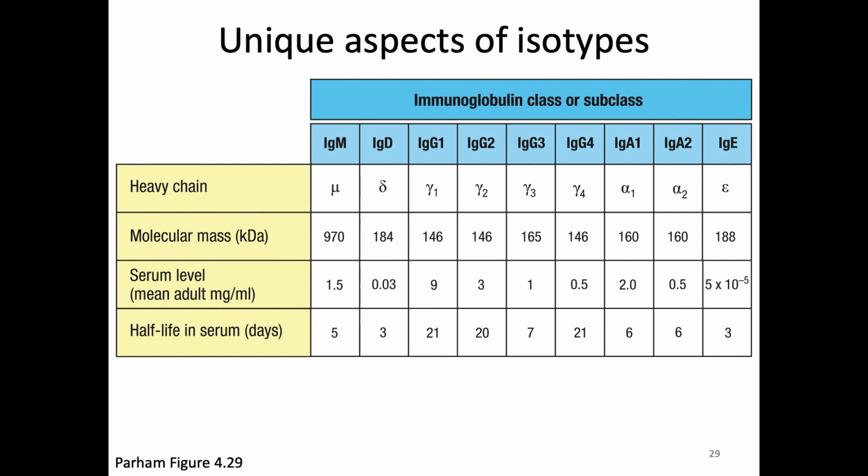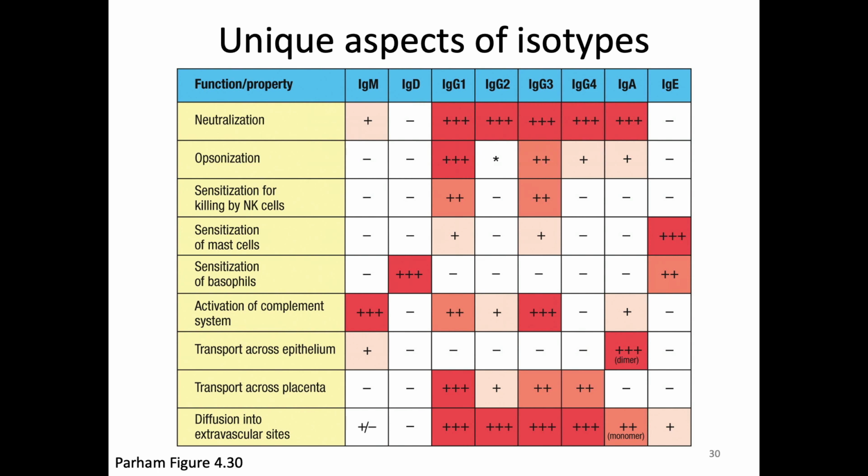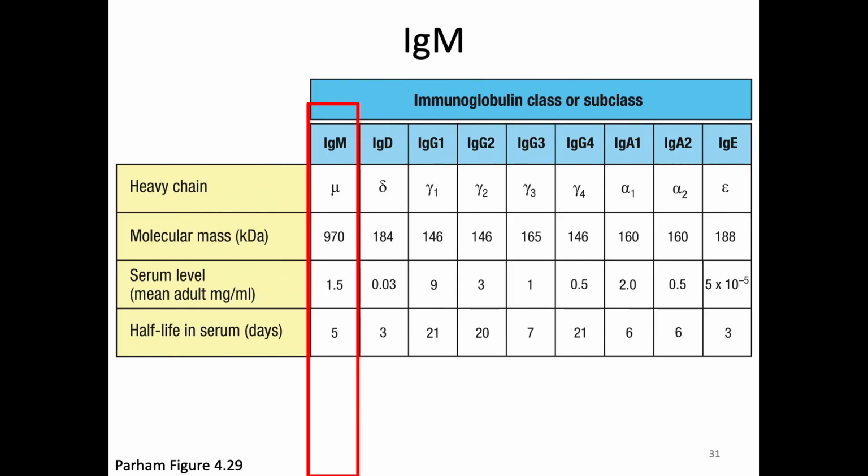So one part of this is that we can see which heavy chain we have. I already told you about that. We can see our different isotypes, and they do break down the different IgGs and IgAs here. But you can also see molecular mass, the amount in serum, and the half-life in serum, and see that there is some variation. You can also see that there's some variation in terms of the functions that we've talked about, okay?